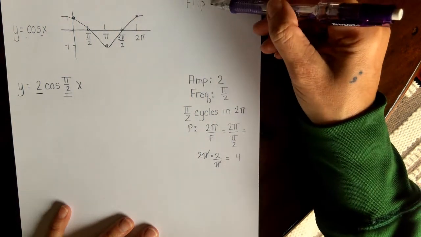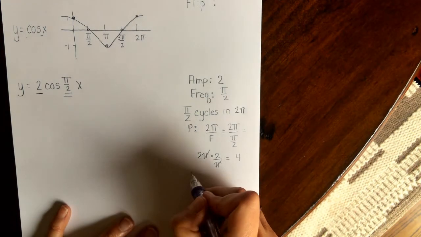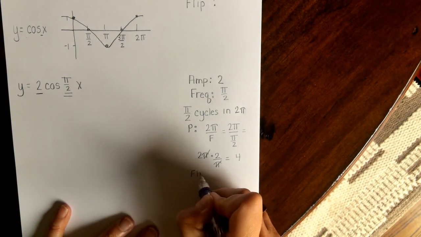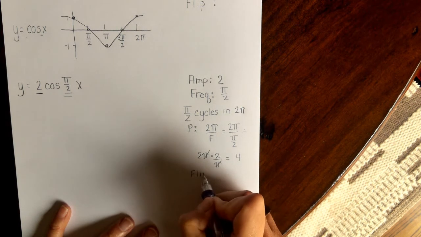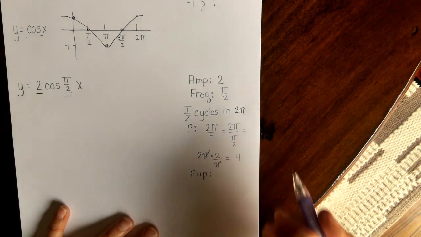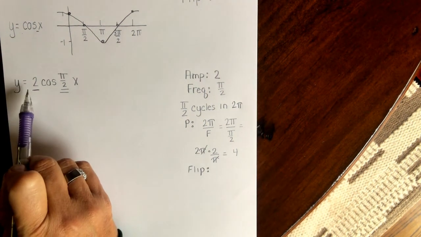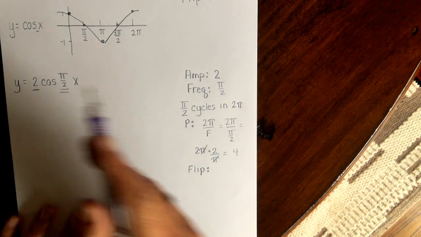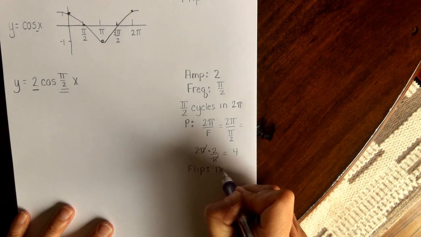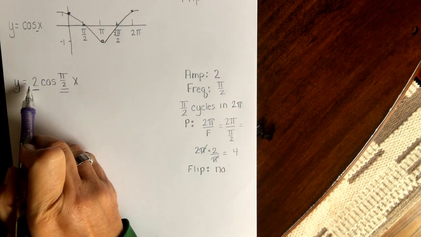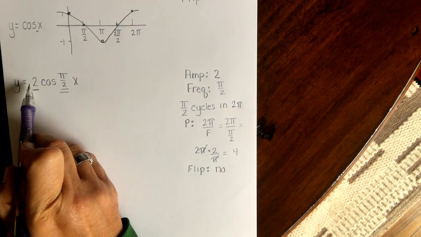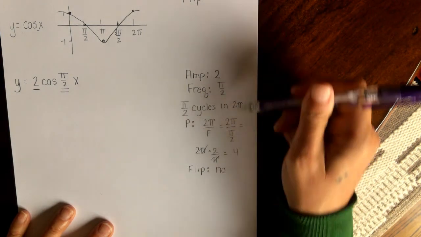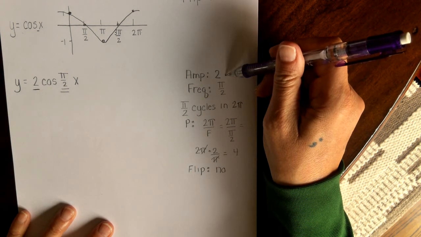Now I'm asking about a flip. You look for a flip each time the amplitude has a negative in front of it. This does not have a negative, so there is no flip. If there was a negative in front of 2, that negative means a flip, but the amplitude is still positive.